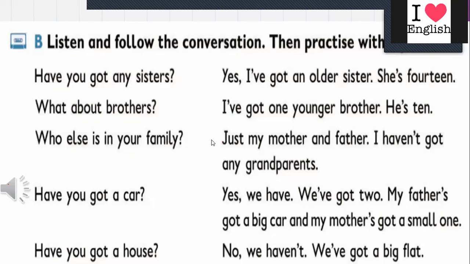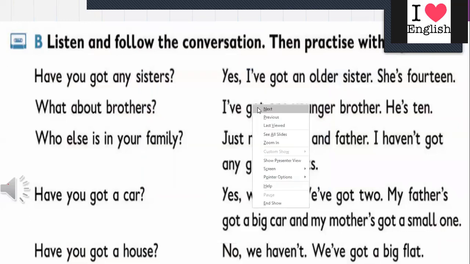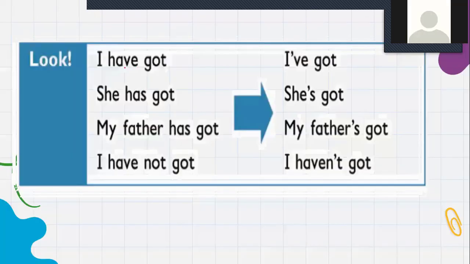Okay, now we will move to the next section. Look, I have got, we say I've got. She has got, we say she's got. My father has got, we say my father's got. I have not got, we say I haven't got.